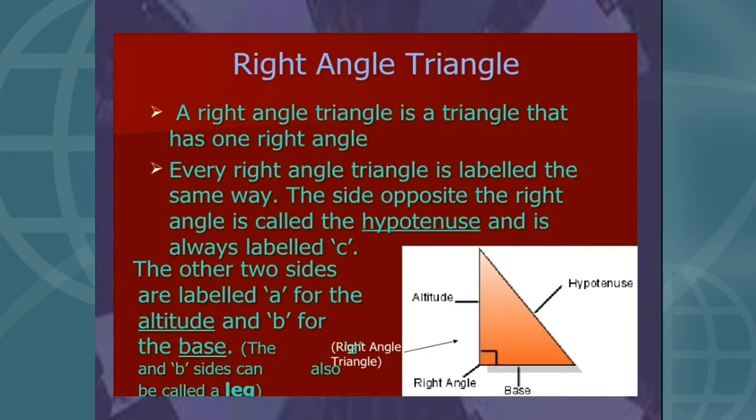Right angle triangle. A right angle triangle is a triangle that has one right angle. Every right angle triangle is labeled the same way. The side opposite the right angle is called the hypotenuse and is always labeled c, or small letter c. The other two sides are labeled small letter a for the altitude and small letter b for the base. The a and b sides are also called legs. As we see in the figure on the right side, we have the right triangle. We have the altitude and the bottom base, and we have the right angle and then the hypotenuse.